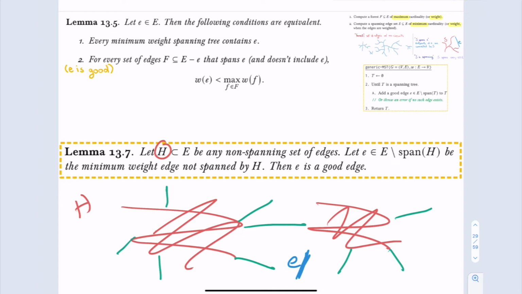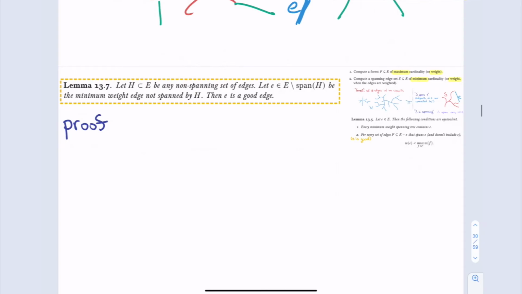Okay. The claim is that E is good. So take any set of spanning edges, any set of edges out there in red. Those already connect some stuff, but let's look at the edges that aren't already connected by the red. Among those, which has the minimum weight? We're going to show that that edge is always good.